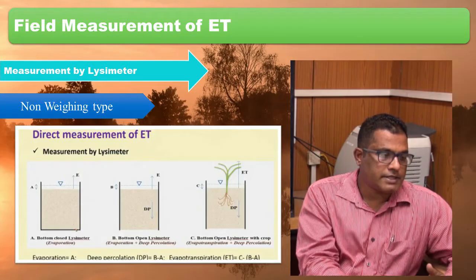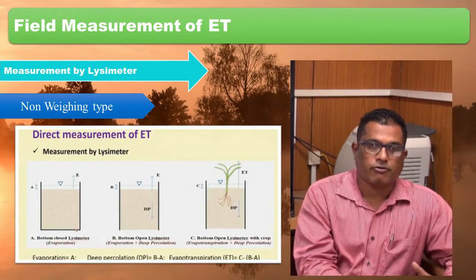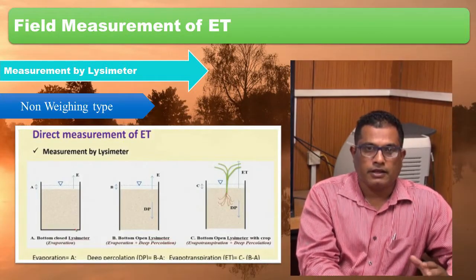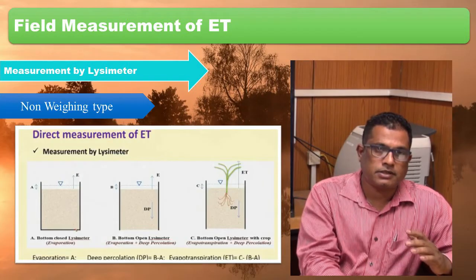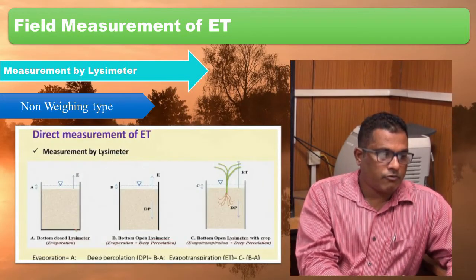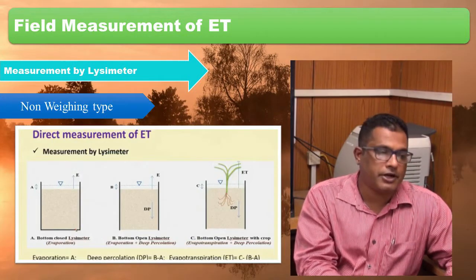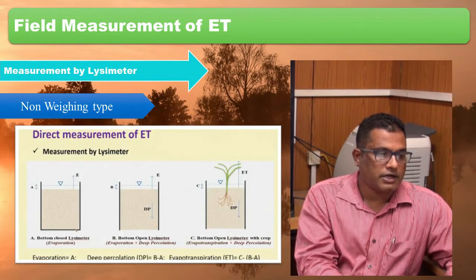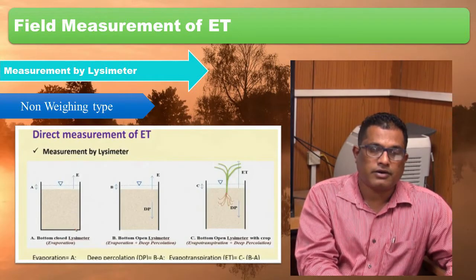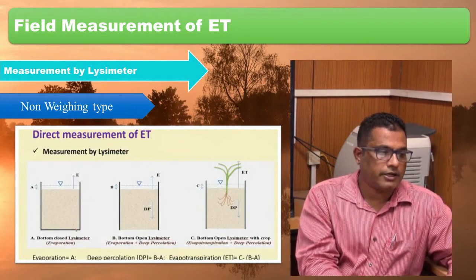Here what happens is you select a particular place where you have to find the evapotranspiration, isolate it hydrologically, and all the inputs provided here are managed. It's not natural, it's artificial. There would be three cylindrical or rectangular boxes. The first one is for the measurement of evaporation. It has sides covered as well as the bottom covered, and here up to a certain level we fill with bare soil, dry soil, and water is filled up to saturation in this first container.